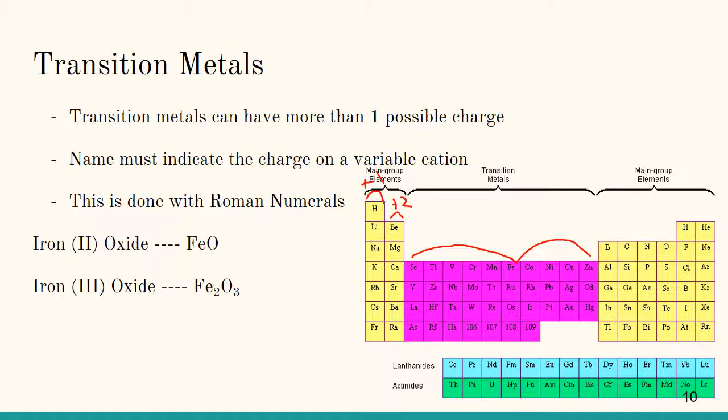Our first row here was always +1. Our second row is always +2. But anything in this area can have more than one possible charge on it. So when we name our ionic compound, we have to say which charge it actually has. So we do that with Roman numerals. So let's say that we had iron with a +2 charge on it. That would be iron 2 oxide. All we have to do is write in here this parenthesis Roman numeral 2.